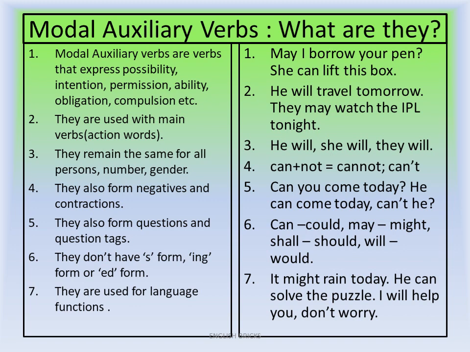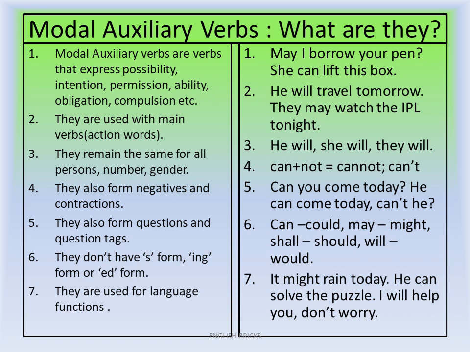Now, they remain the same for all persons, number, gender. He will, she will, they will, I will. It doesn't change. May I, may she, may we. So you see, it doesn't change at all as per the person or number or gender. They also form negatives and contractions. You see, "can" plus "not" is "cannot", and the contraction is "can't". They also form questions and question tags.